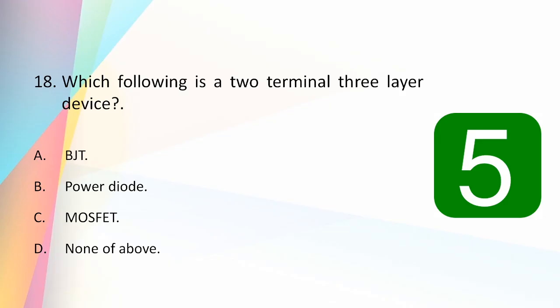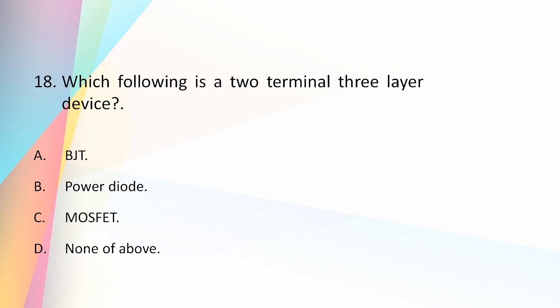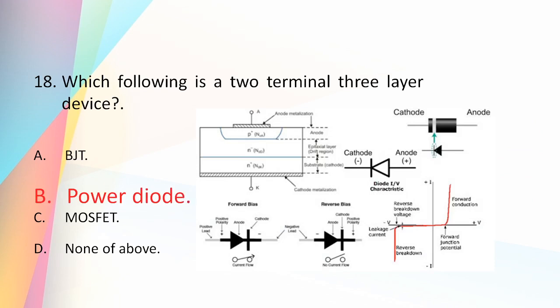Which of the following is a two-terminal three-layer device? BJT, power diode, MOSFET, none of the above. And the answer is power diode. The power diodes are similar to PN junction signal or low power diodes but have large power, voltage and current handling capacities when compared to that of conventional PN junction diodes. And it has two terminals and three layers, and it finds its applications in electronics and electrical engineering circuits.